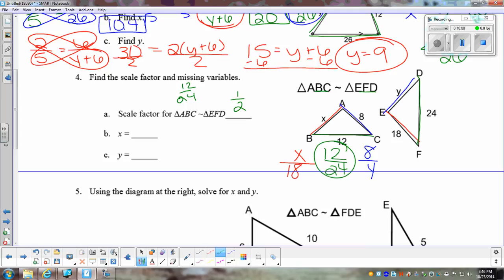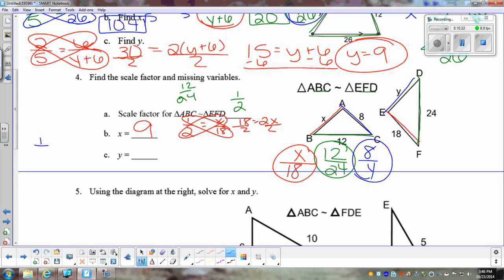And I'm going to use that 1/2 to figure out x, because I know x over 18 will simplify to 1/2. So I cross multiply. I get 18 equals 2x, divide by 2. I get x equals 9. For y, I'm going to use the 8 over y and the 1/2. So 1/2 equals 8 over y. Cross multiply. I get y equals 16. So there's number 4.